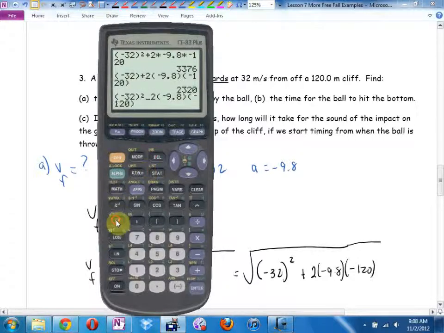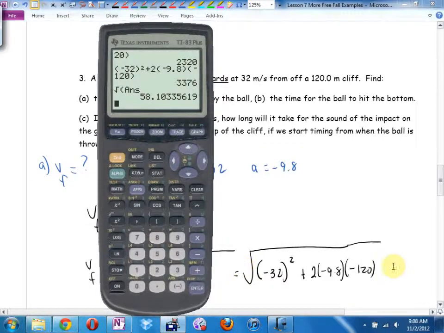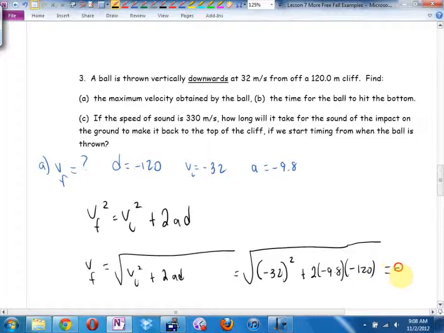Insert squared. By the way, it's worth learning how your calculator lets you fix mistakes. Inside the square root, you should get 3,376. Square root that. V final, 58.1 meters per second. And I'm wrong. Why are we wrong?